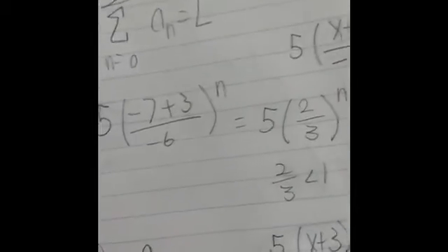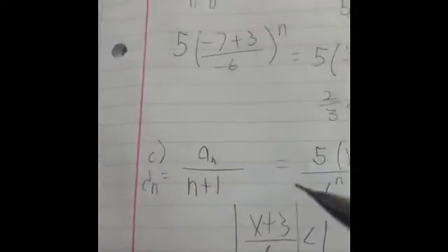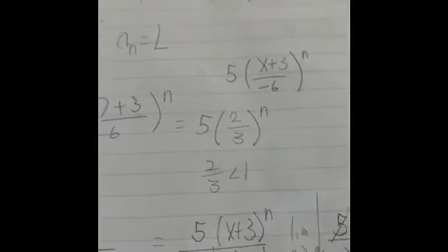Lastly, one more actually after this, part C, where we are told that D of n equals A of n over n plus 1. So basically, we use the exact same thing from A of n, so 5 times (x plus 3) to the n over minus 6 to the n. There should be parentheses around that, times n plus 1. Basically, we'll do the ratio test, and so by this, we'll be adding a plus 1 to each n. So x plus 3 to the n plus 1, over minus 6 to the n plus 1, times n plus 2.